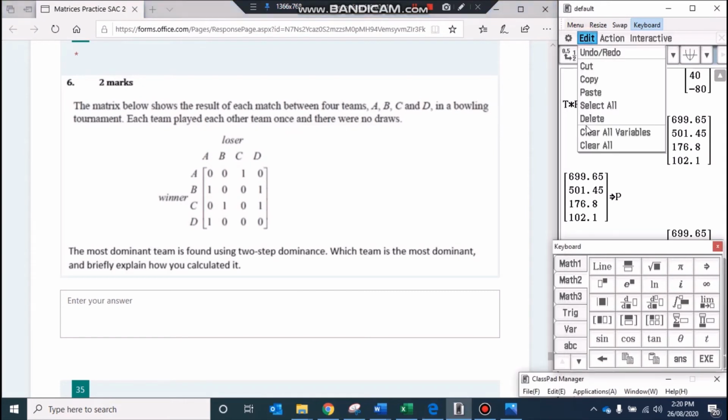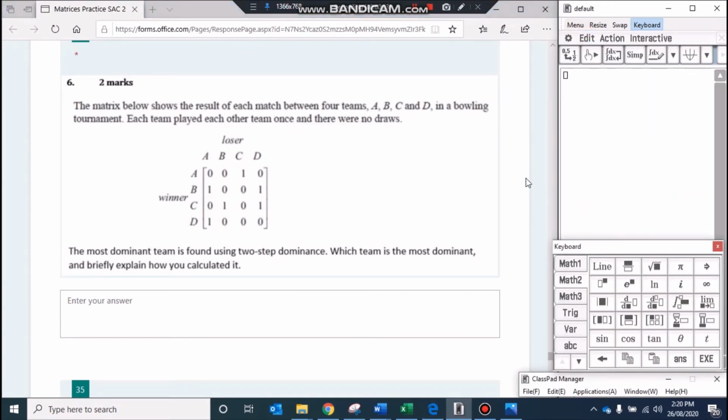So question 6. We've got the matrix below shows the result of each match between 4 teams, A, B, C, and D, in a bowling tournament. Each team played each other team once and there were no draws. The most dominant team is found using a two-step dominance. We want to find out which team is the most dominant and briefly explain how you calculated it.